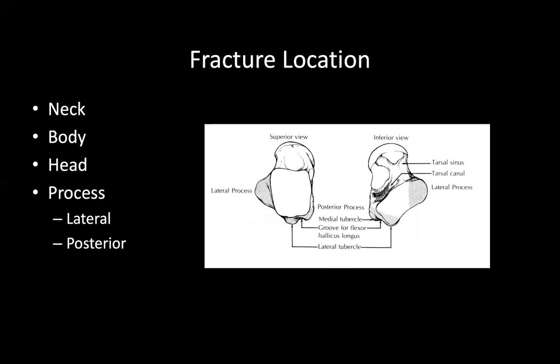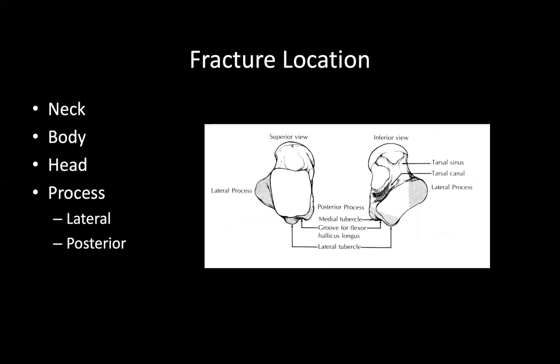The classification system, we'll talk about Hawkins in a second, but Hawkins really is a classification for talar neck fractures. There are other fractures that occur in the talus. We generally just go by a descriptive classification based on the anatomic location of the fracture.